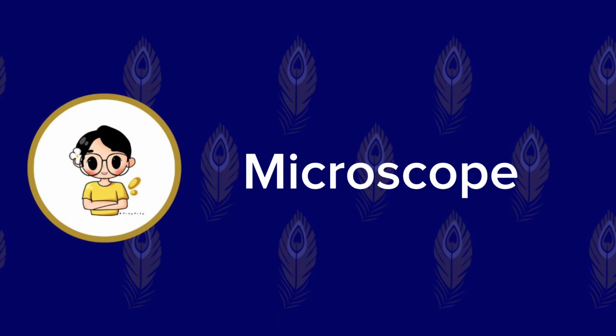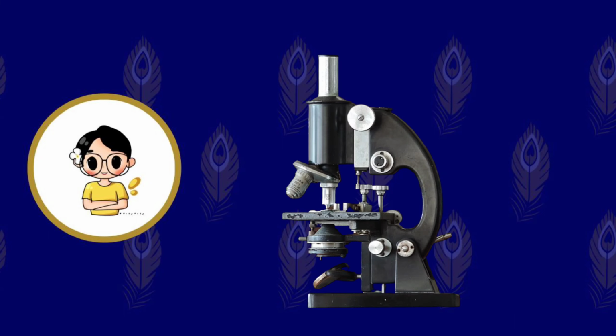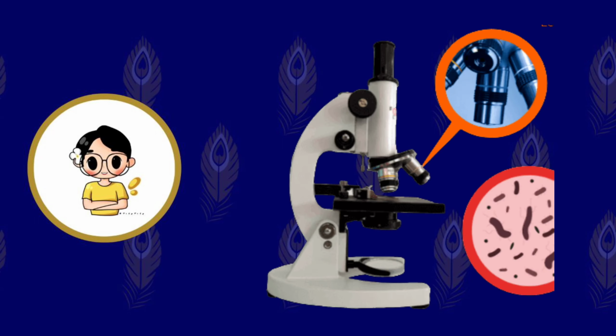Today we are going to learn about the microscope. A microscope is a piece of scientific equipment that helps us to see things that are invisible to the naked eye because they are so small.